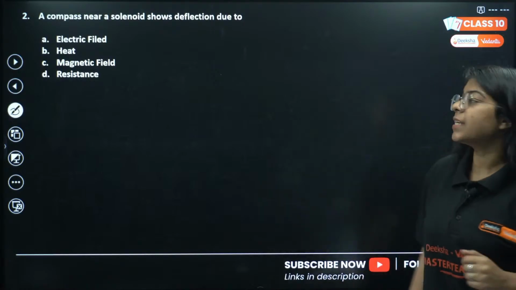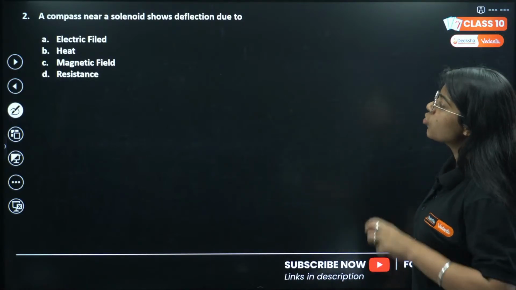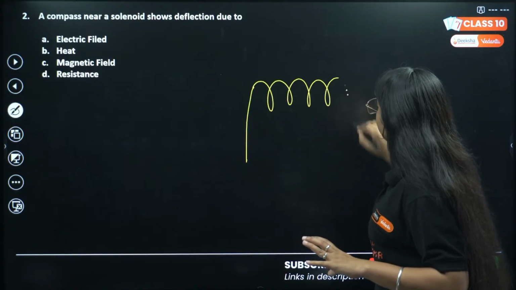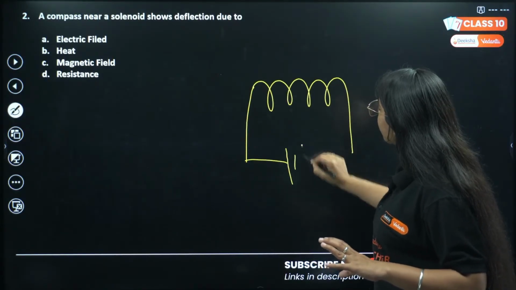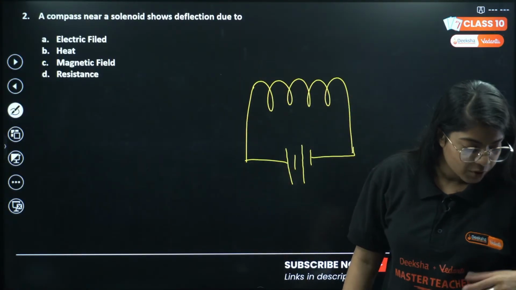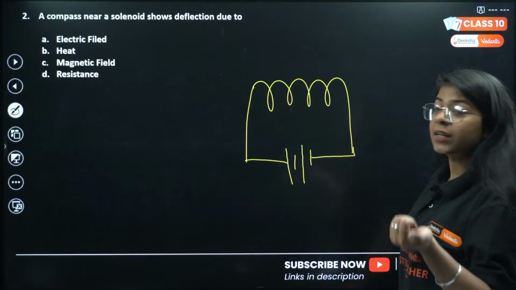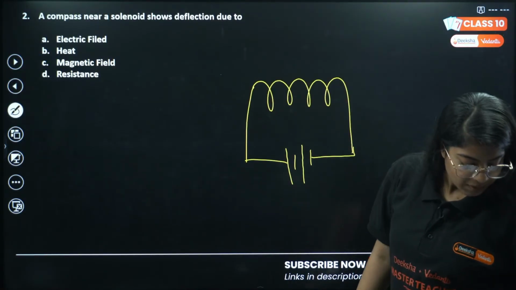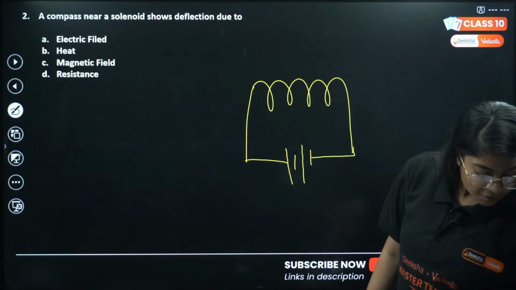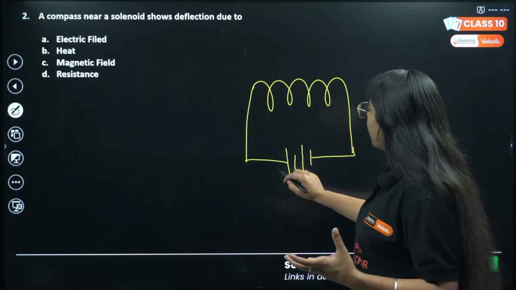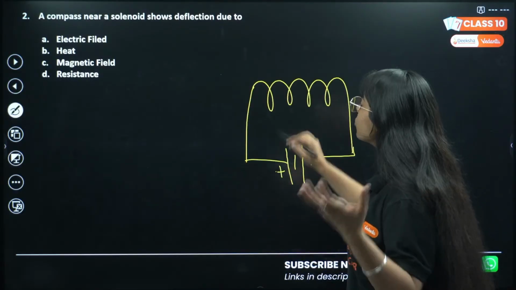Second question, this is an MCQ now. A compass near a solenoid. We have a solenoid and a compass. If we bring a compass near it, it will show a deflection due to which of these reasons? Electric field, heat, magnetic field, or resistance. Let me know the answers. Why will the compass needle show a deflection when we bring it near a solenoid?